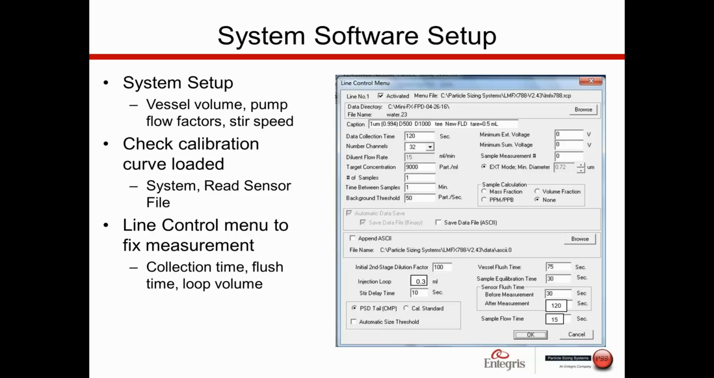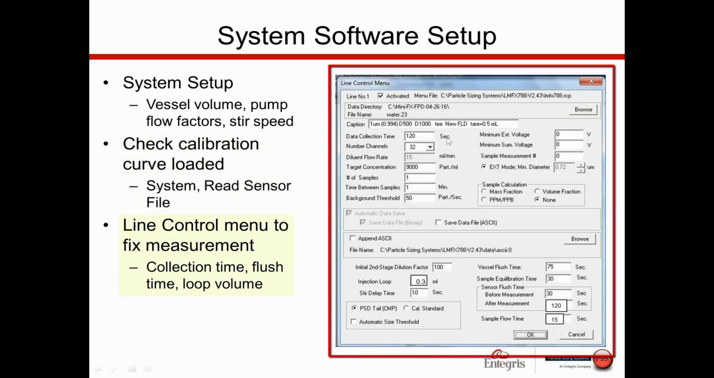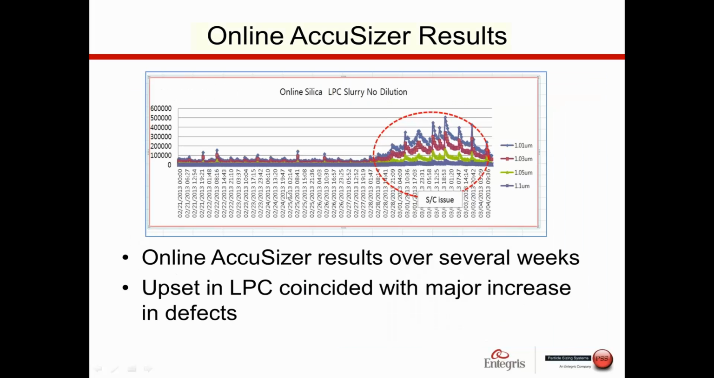Then we go into the system and start setting it up, and I don't know that I have this perfectly set up for online measurements, but we go into the system setup and we define what's the diluent vessel volume, what are the pump flow factors, what stir speed we want to work at. Then we load in the calibration curve for the sensor. This is the line control menu where we start talking about things such as down here, what was the injection loop size, how long am I going to flush before and after the measurements. Many important settings occur here. And then we can just initiate the measurements, and we'll continuously measure now for as long as we set up the system to operate.